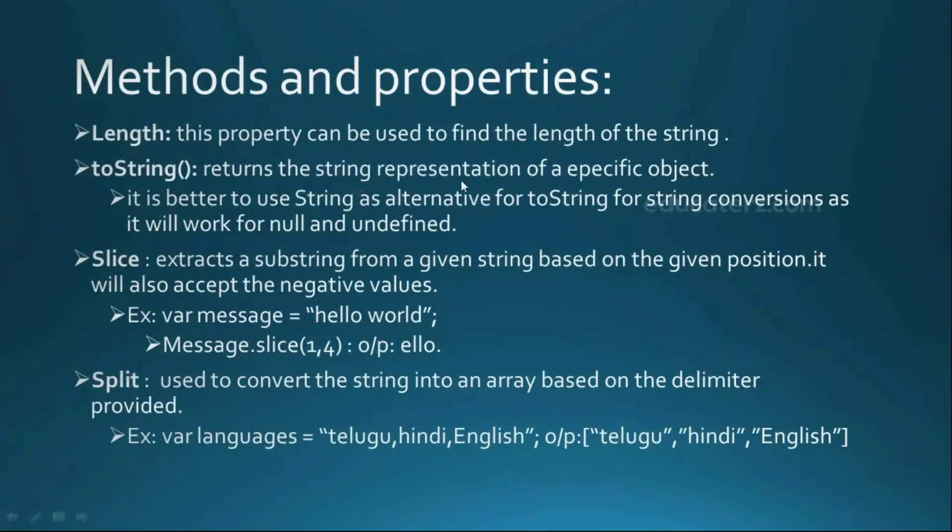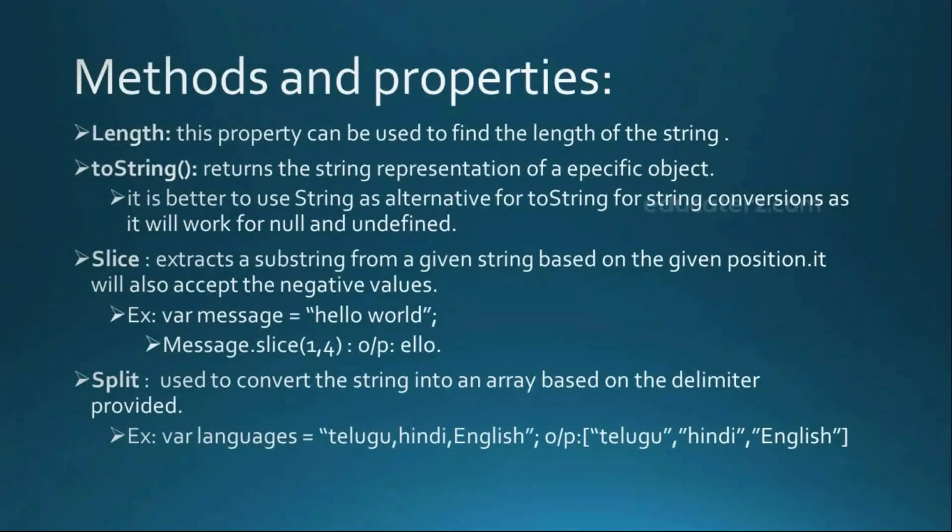The toString method returns the string representation of a specific object. It is better to use String as an alternative to toString for string conventions, as it will work for null and undefined. The toString method is used when you want to return the string representation of an object, but in some cases it cannot be used for null and undefined. It will throw errors. So instead, we can use the String method, which also supports null and undefined values.